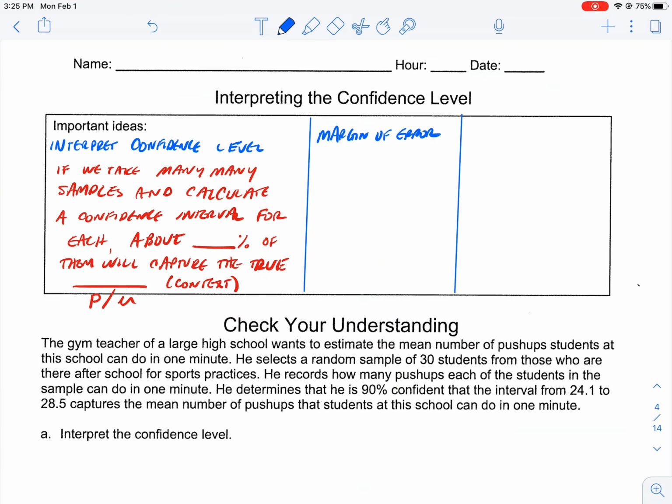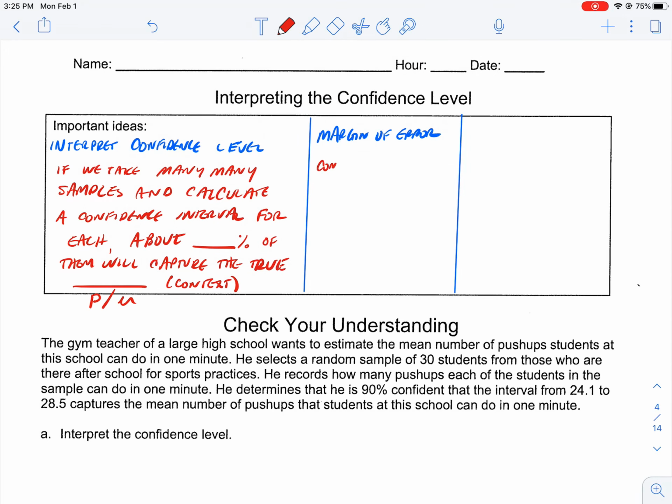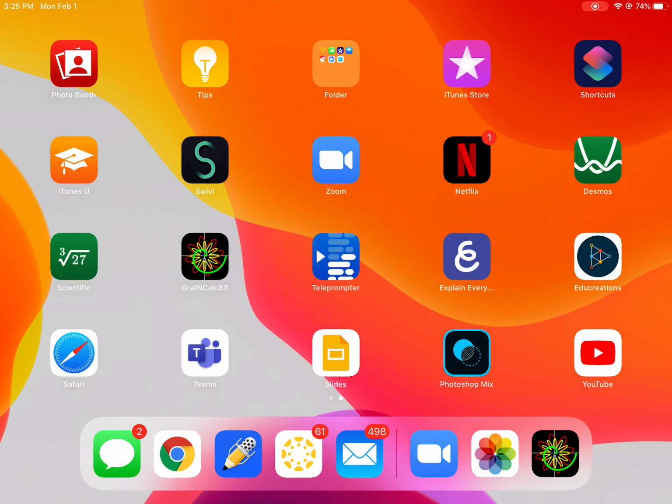And so what does this have to do with what we've been talking about? Well, our margin of error, if our confidence level goes up, then our margin of error increases. So our confidence level goes up, our margin of error increases, meaning those arms on those intervals get longer.